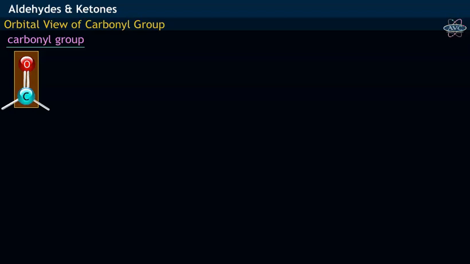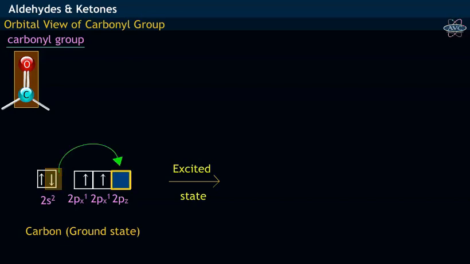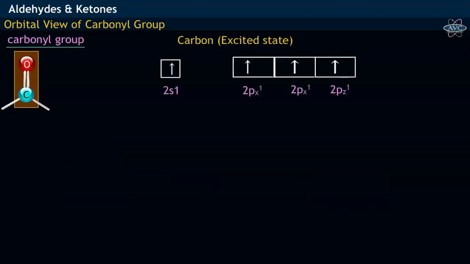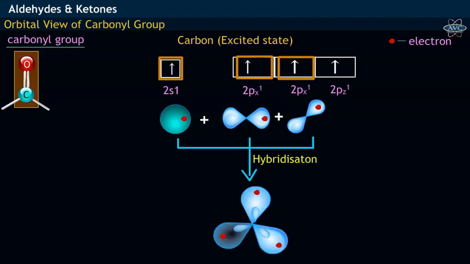The carbon of carbonyl group has a ground state valence electronic configuration of 2s2 2p2. In the excited state, one of the electrons of 2s orbitals is promoted to 2pz orbitals as shown. Now, one 2s and two 2p orbitals of carbon undergo hybridization and thereby result in the formation of three sp2 hybrid orbitals as shown.